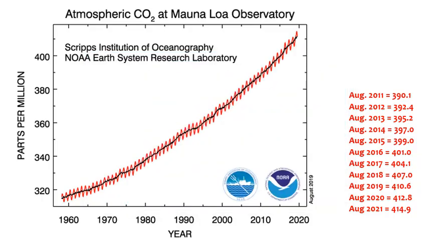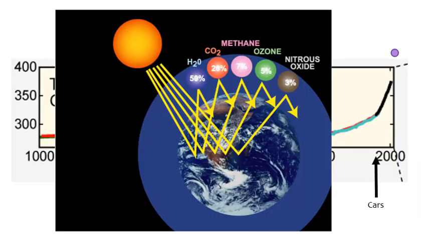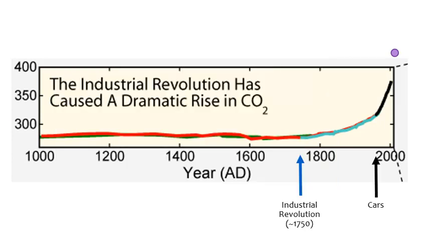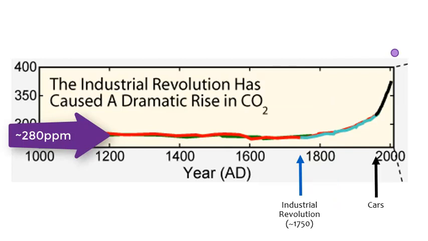Remember this graphic that showed the different percentages of greenhouse gases? Carbon dioxide is listed at 28%. That's the historic percentage prior to about 1800.